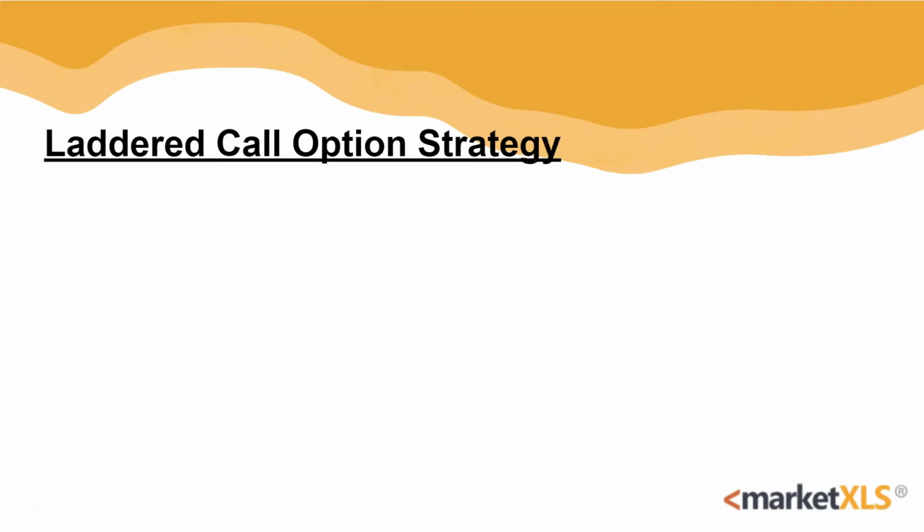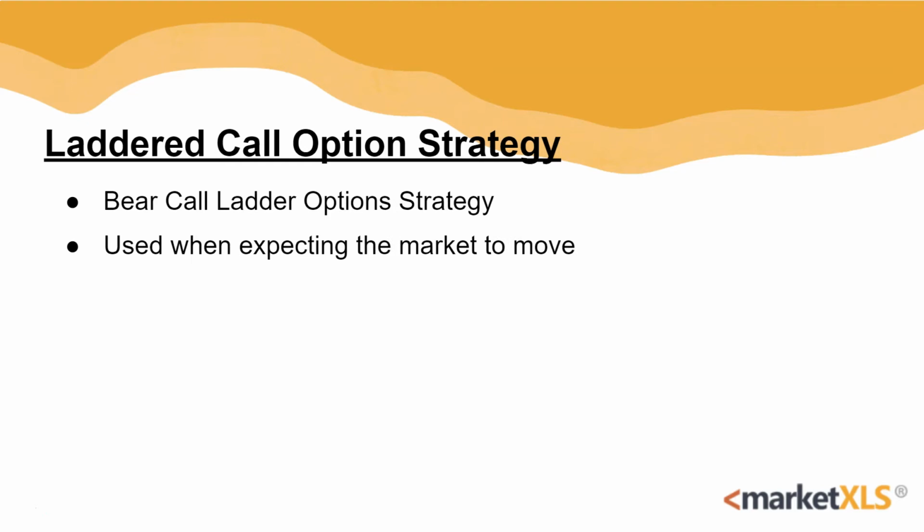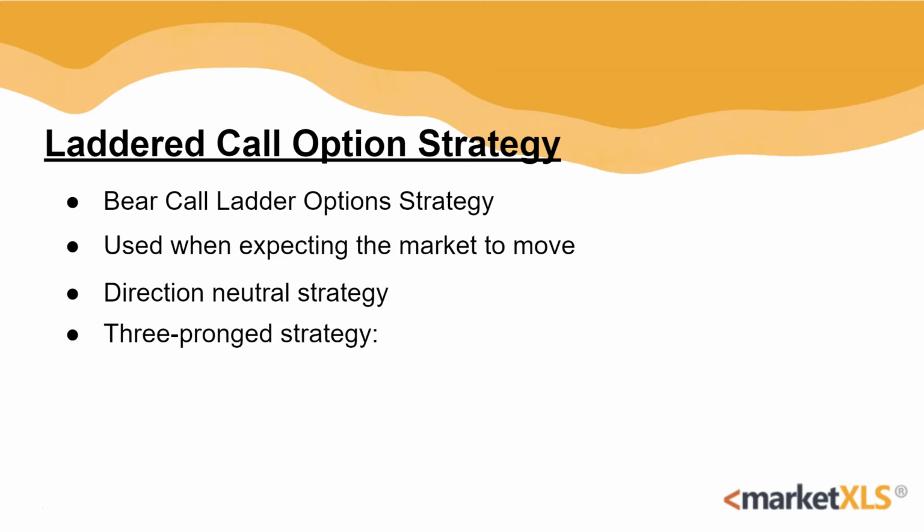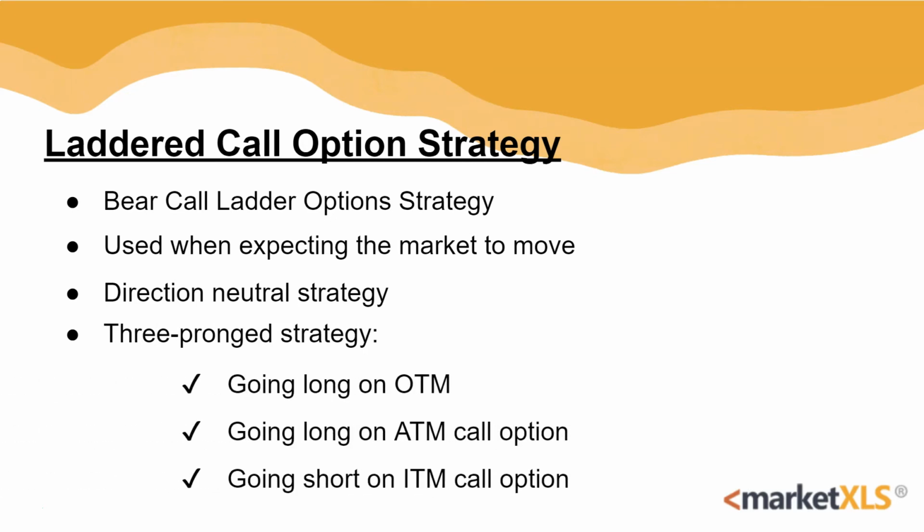The laddered call option strategy is also known as the bear call ladder option strategy. This strategy covers three aspects of the options related functionality. It is one of the option strategies used by traders when they expect the market to move. The direction doesn't matter. It is a direction-neutral strategy. It is a three-pronged strategy where the investor goes long on the out-of-the-money call option and goes long on the at-the-money call option, but he goes short on the in-the-money call option in the same expiration month.